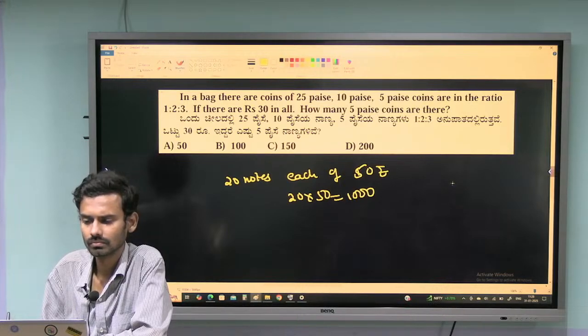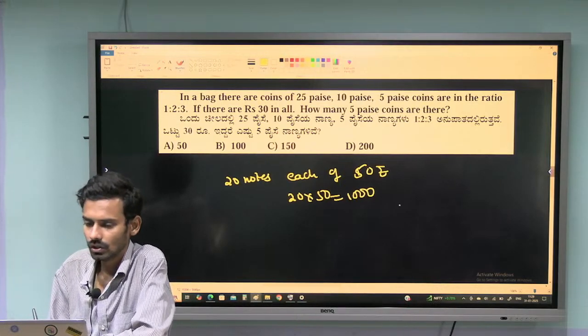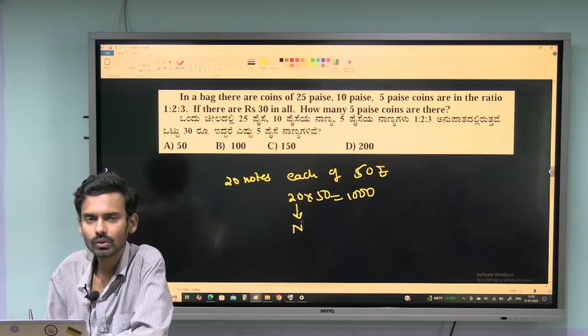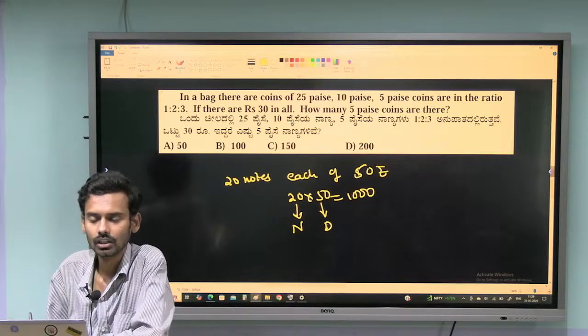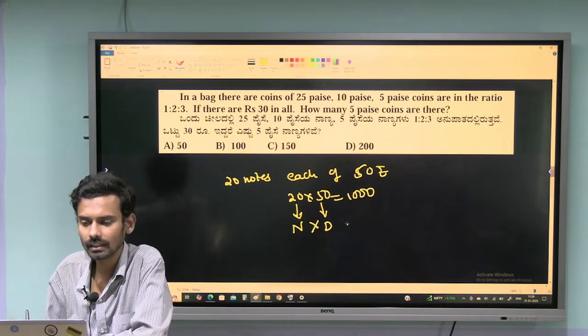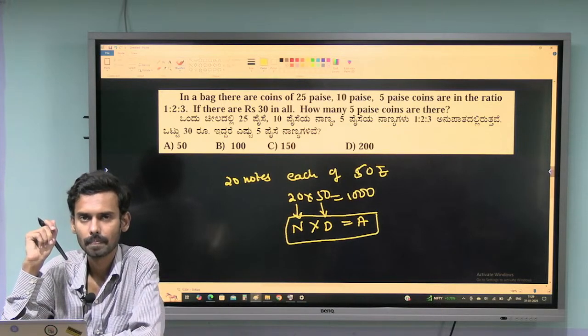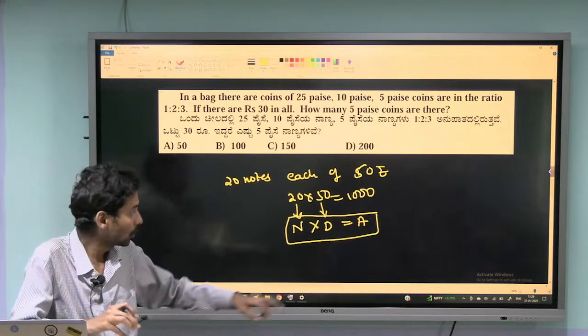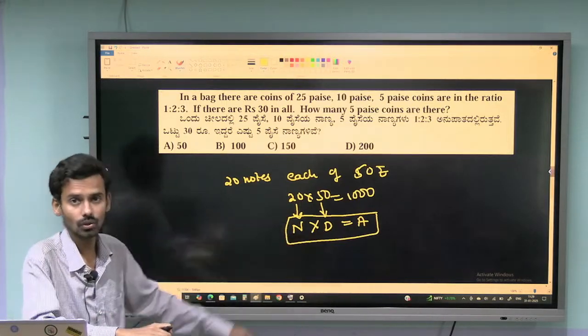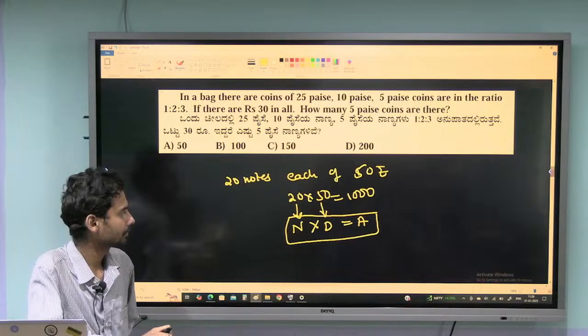Is it so? So this 20 is nothing but the number of notes, and this 50 is the value of each note, which is called a denomination. So number of notes into denomination will give me the total amount. This is the concept that I will be using for this type of questions. Is this clear? Number of notes into denomination of each note should be equal to the amount.